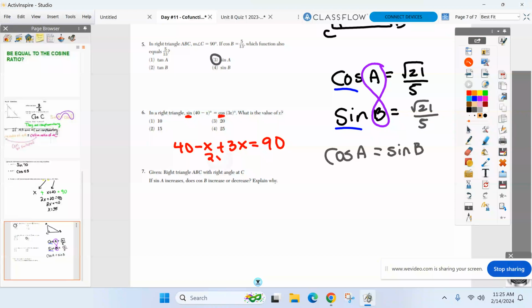What are we looking at there? 2x plus 40 equals 90. 2x equals 50. X equals 25.